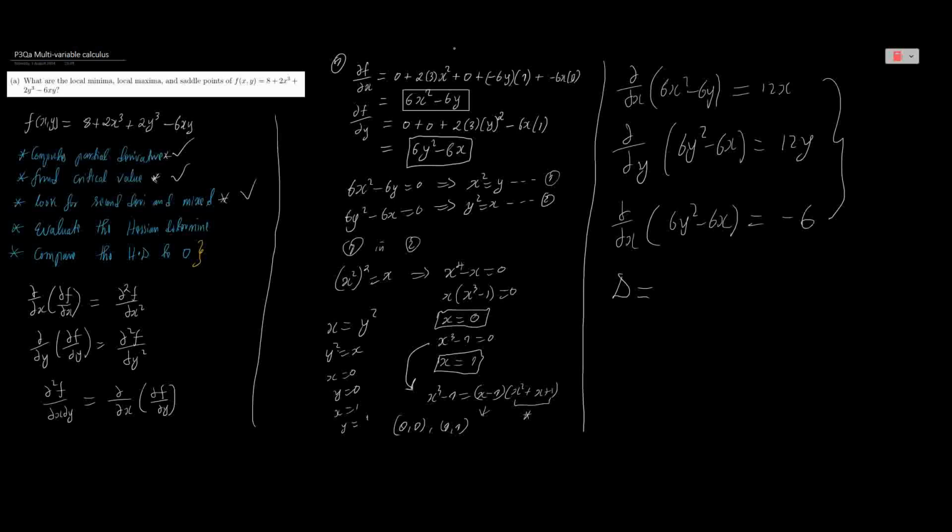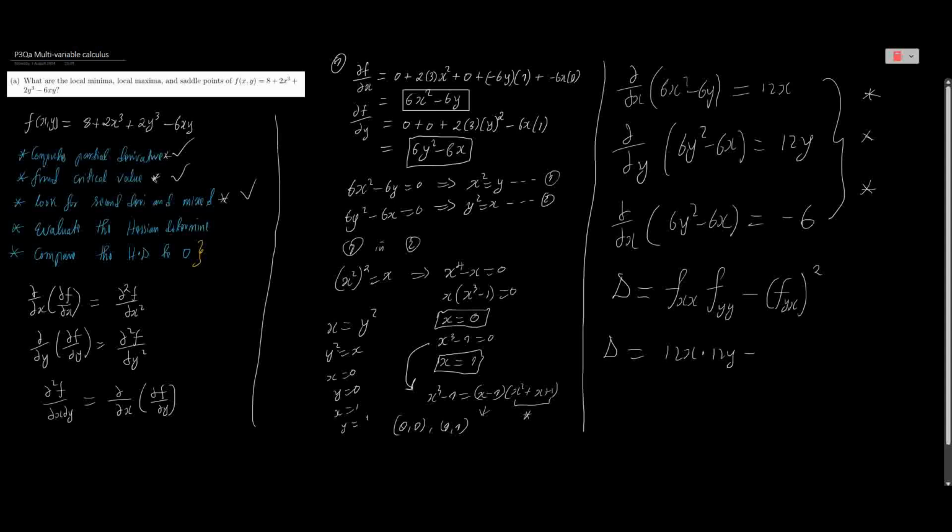So the Hessian determinant is simply a formula that shows the relationship between our second partial derivatives and our mixed partial derivatives. The formula is something like our second partial derivative with respect to x times our second partial derivative with respect to y, minus our mixed partial derivative with respect to x and y, squared. We already evaluated all of that above, so we just need to substitute here. Our Hessian determinant for the first one was 12x multiplied by 12y minus 6.